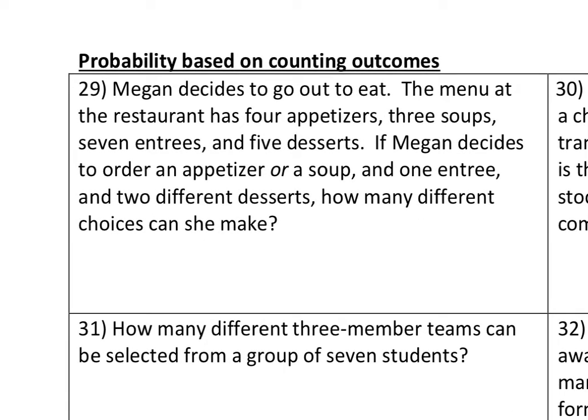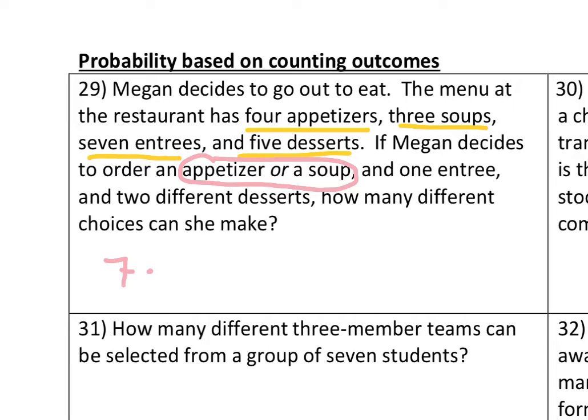And let's start with the fact that this restaurant has 4 appetizers, 3 soups, 7 entrees, and 5 desserts. And Megan decides to order an appetizer or a soup, not both. So the appetizers and the soups, there's 4 appetizers and 3 soups. So there's 7 things that she can choose from.